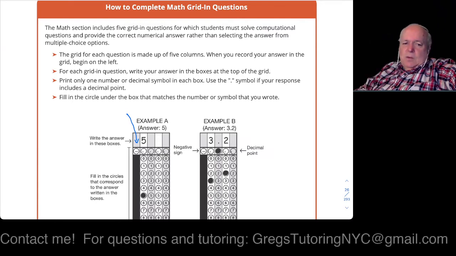What you're trying to do is left justify your numbers, but not so far left that you're using this first column. This is only for the minus sign. If you notice, that whole thing is blackened underneath it. And then 3.2 is an example like this. You just do that.